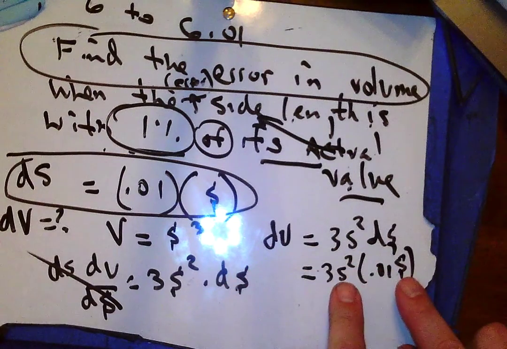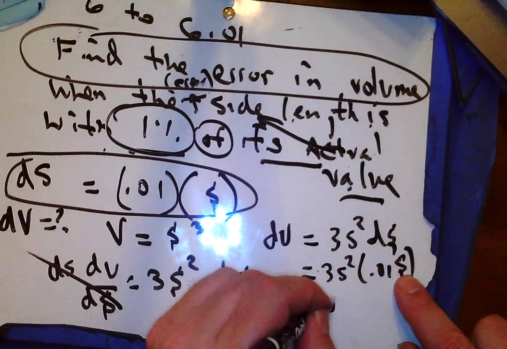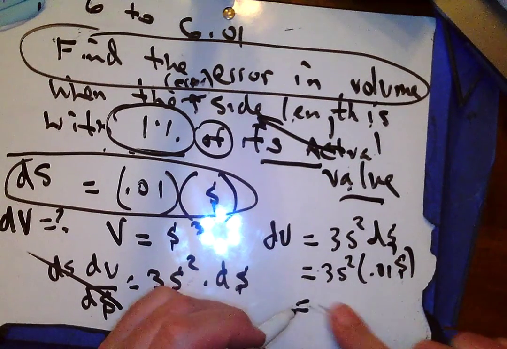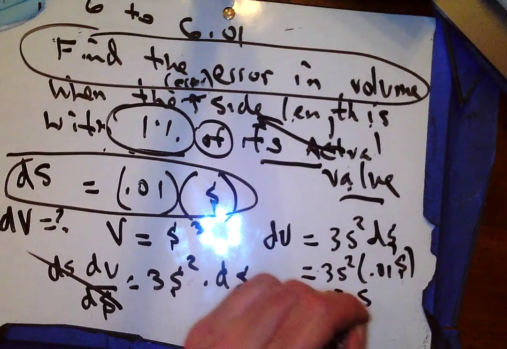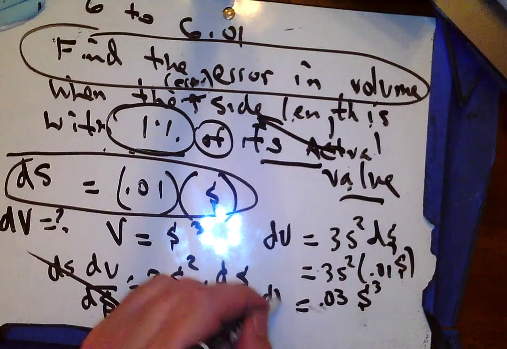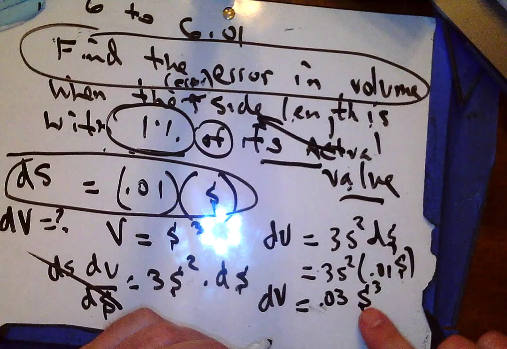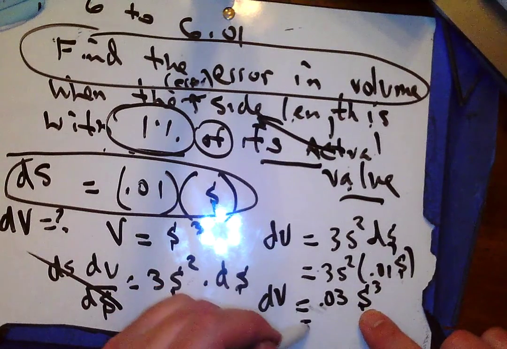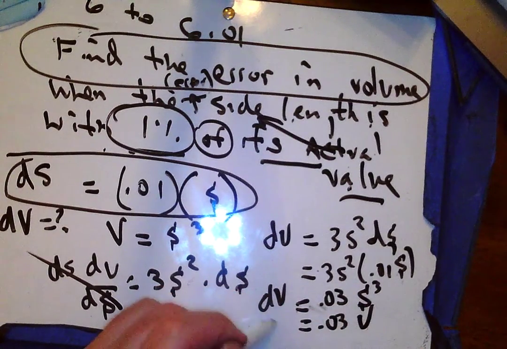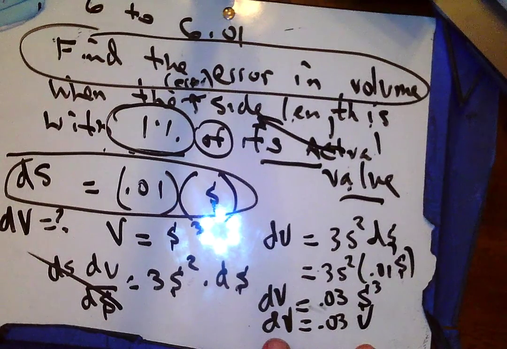Now look what happens. s squared times s, 0.01 times 3, so I'm going to have 0.03 s to the third is dv. Now, what's s to the third? Yeah, it's volume, isn't it? 0.03 v is dv. And what does this tell me? This tells me that the error in volume, the approximate estimated change in volume, is 3% of the actual volume. And are you really ready?